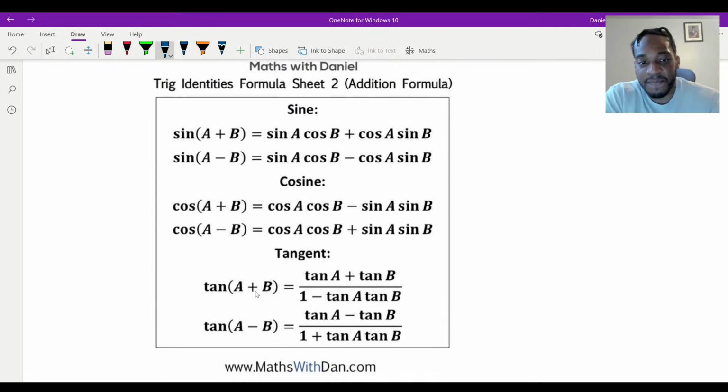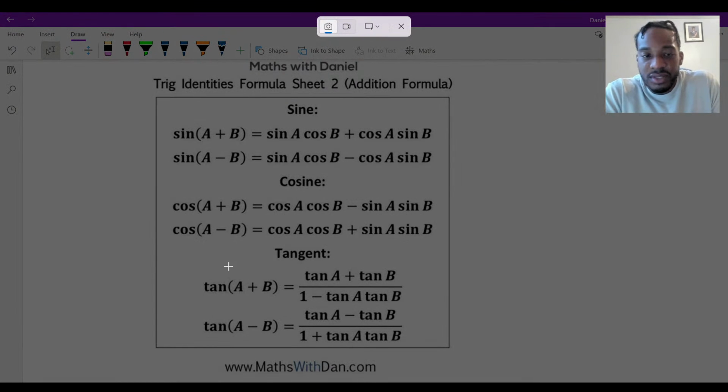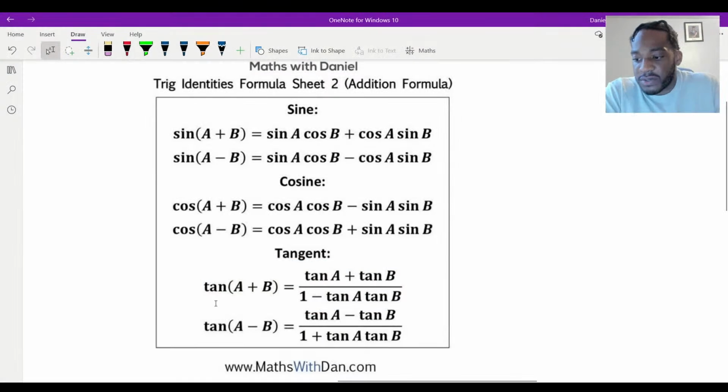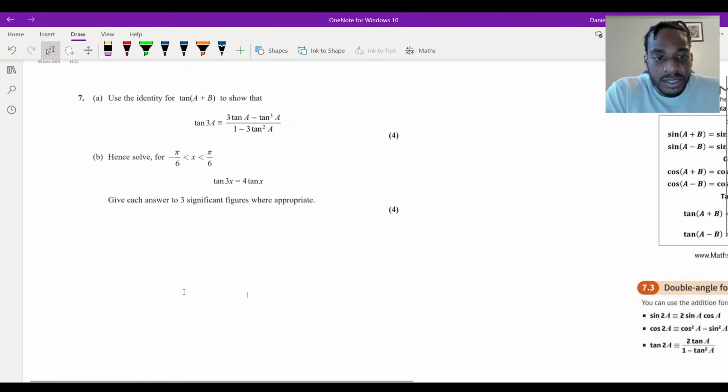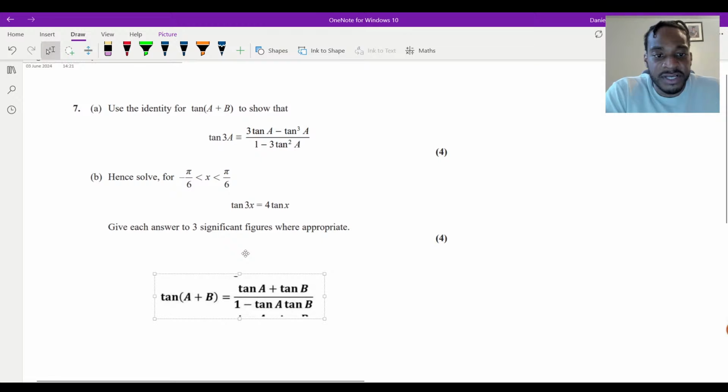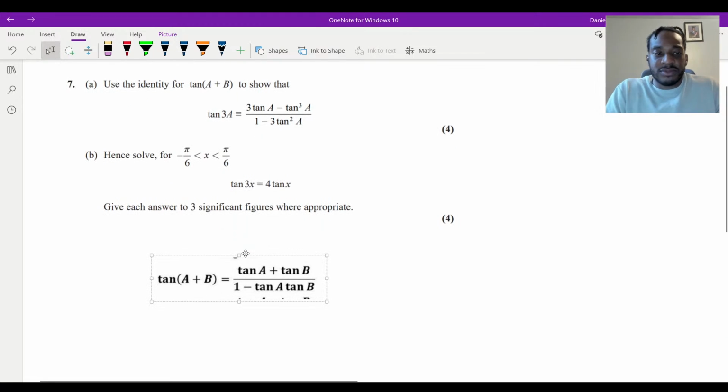And as we can see with tan(A plus B), it's just tan A plus tan B over 1 minus tan A tan B. So I'm going to copy that here and put it in. So we're going to have this here. This is going to give me, let me do this here. So with this one, I've got tan 3A, right?